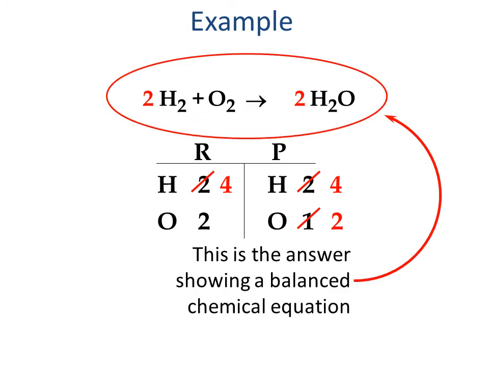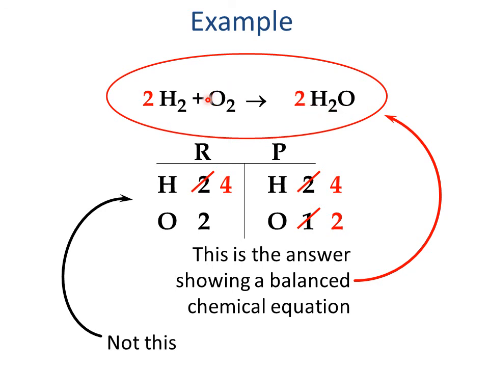So this top part is the actual answer showing the balanced chemical equation, not the work down underneath. So understand that just this is a balanced chemical equation. This is saying we have 2 hydrogen molecules and 1 oxygen molecule yielding 2 waters. Okay. Remember the coefficient in front gets multiplied by the subscript to tell you total how many you have. So 2 times 2 is 4 hydrogens. If we come over to the product side, same thing. 2 times 2 is 4 hydrogens.